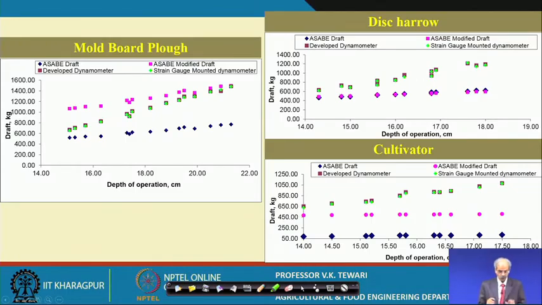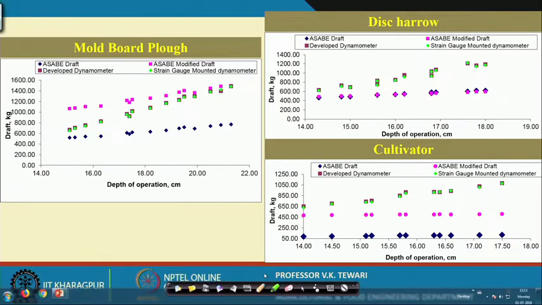With mold board plow, with disc harrow and cultivator. Now, you can see here what we did, how do we compare this? You can see the developed dynamometer here, and then the ASAB draft equation, then the ASAB modified draft equation. At IIT Kharagpur, we did a lot of studies and we just wanted to check how far the ASAB equation, which was developed under outside conditions, is suitable for Indian soils.